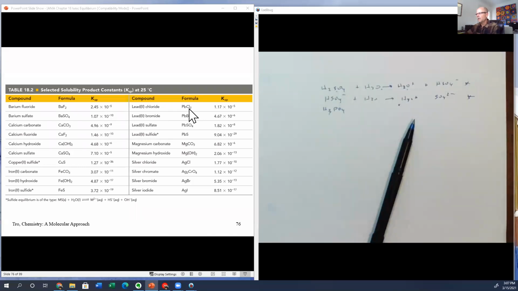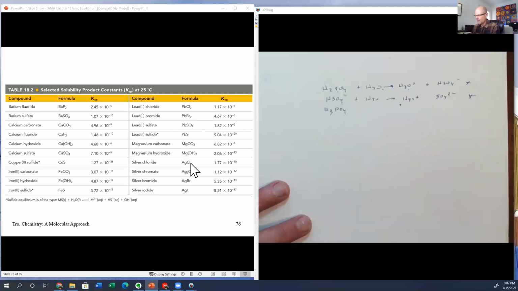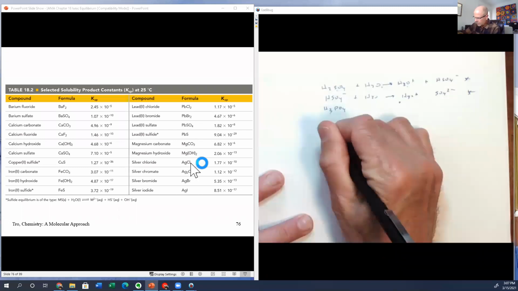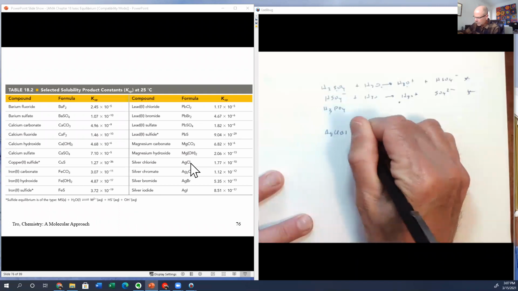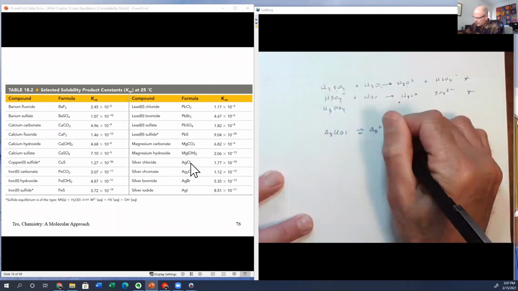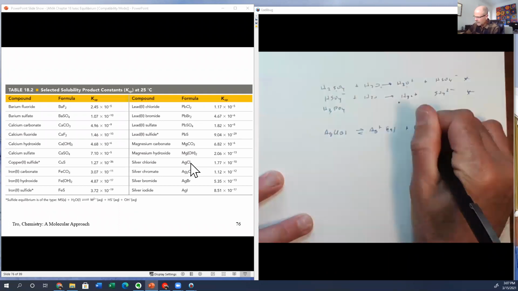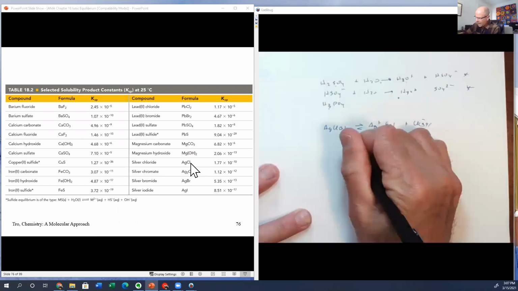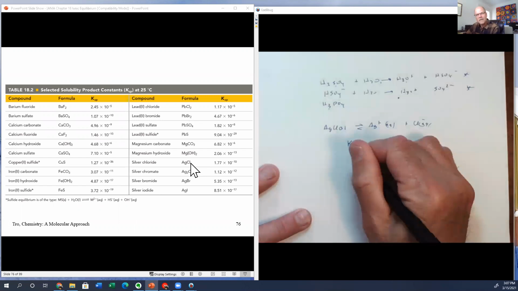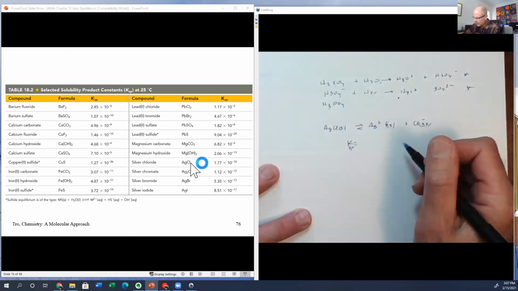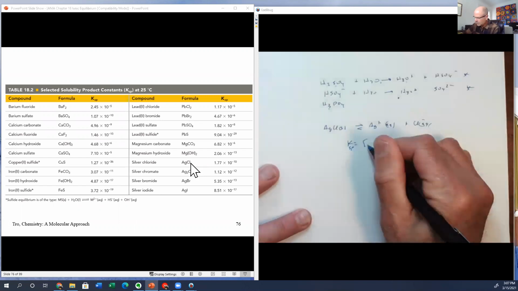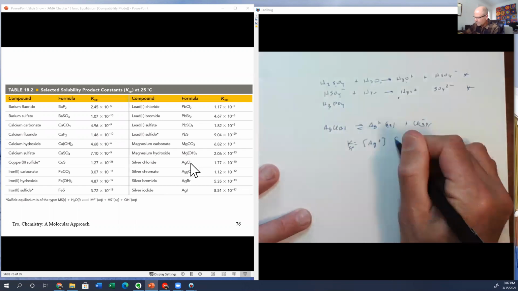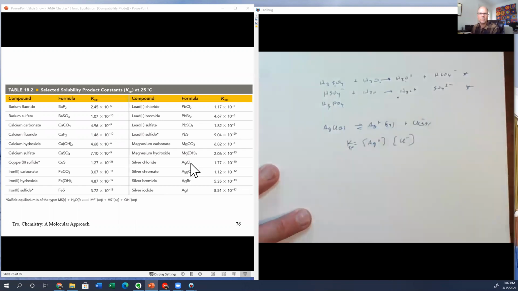So for example, if I was to look at silver chloride, right, I'd say, aha, silver chloride solid in equilibrium with Ag+ aqueous plus Cl- aqueous, right? And K for that, which we now call KSP for this particular type of equilibrium, is just the concentration of Ag+ times the concentration of Cl-. Are you with me?